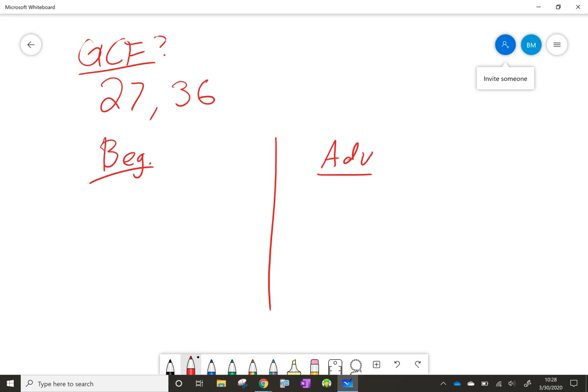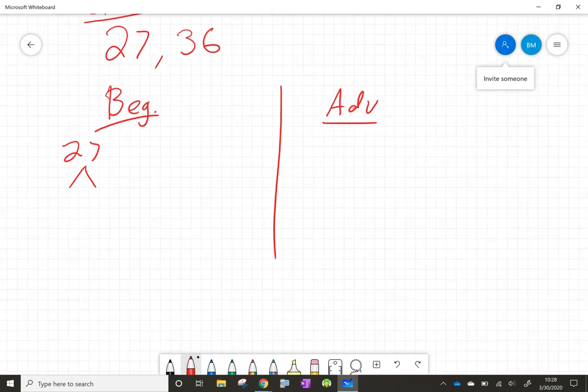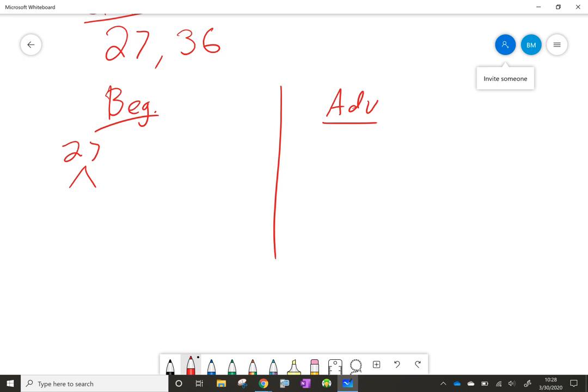Beginner's approach is making a tree. So let's start with 27. Let's make a factoring tree for 27. 27 can be divided into 9 times 3, right? Now we know that 3 is the end of this branch, but 9 can be broken down into 3 times 3. So that makes 3 the end of those branches. So its factors are, for 27, 3, 3, and 3.